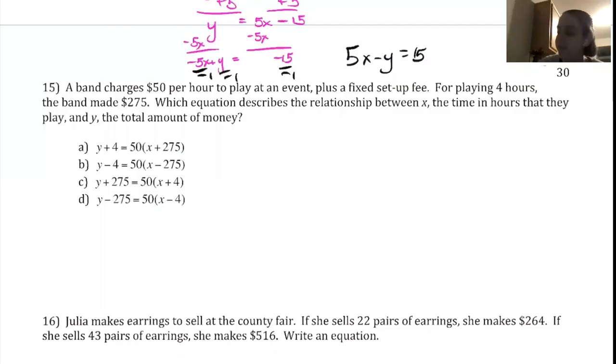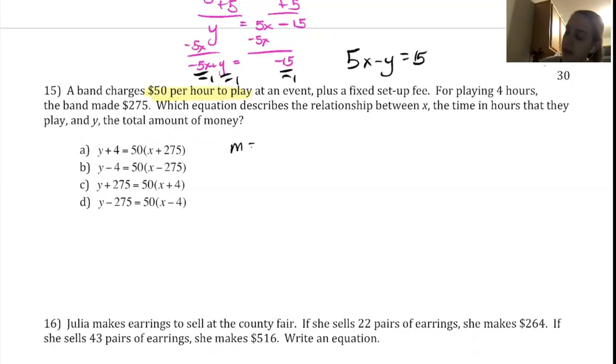All right, number 15, a band charges $50 per hour to play at an event plus a fixed setup fee. For playing 4 hours, the band made $275. Which equation describes the relationship between X, the time in hours that they play, and Y, the total amount of money? This phrase right here, $50 per hour, that's your rate. Your rate of change is the slope. So M equals 50. And then you have an ordered pair for 4 hours, they made $275.